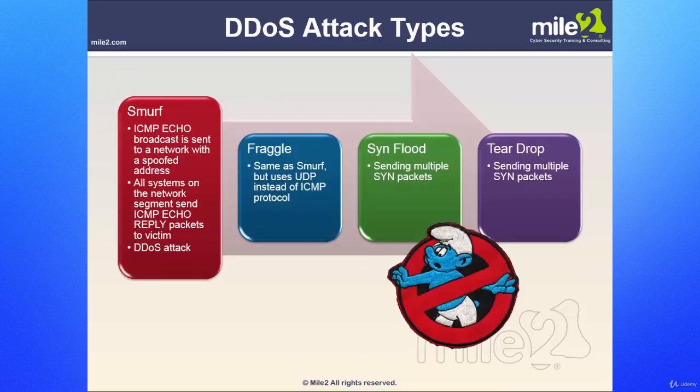zombies. All right, let's take a peek at some distributed denial of service attack types that we can have. Here, obviously, we have the one called Smurf. The Smurf attack basically has to do with ICMP packets. In this case, ICMP echo broadcasts are sent to a network with a spoofed address, where all the systems on the network segment then send an ICMP echo reply packet to the victim, which would then be considered a distributed denial of service attack. The main thing about the Smurf attack is that it is using ICMP packets.